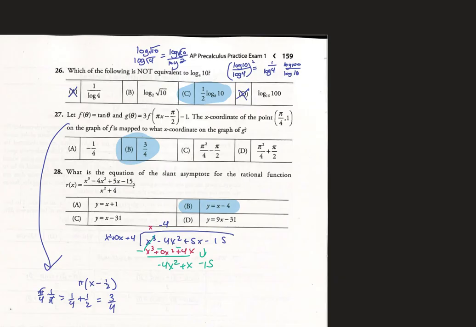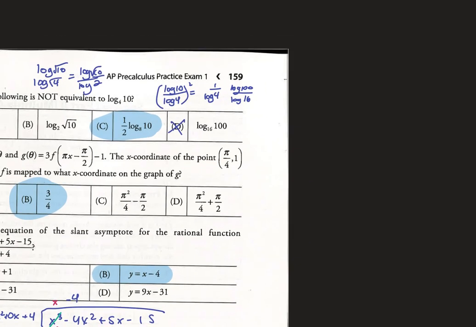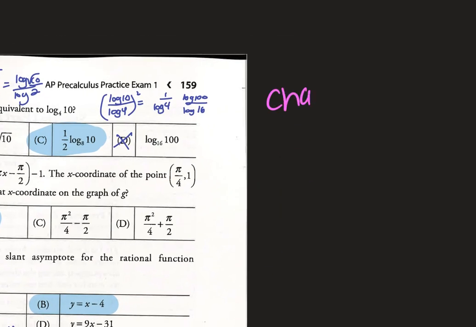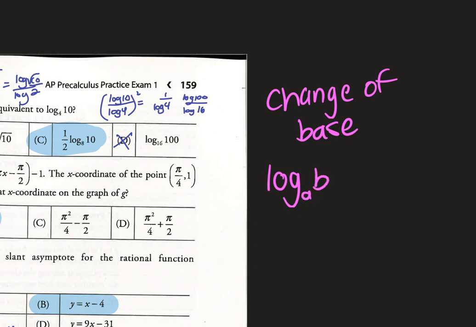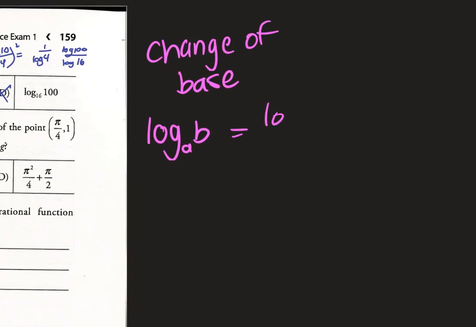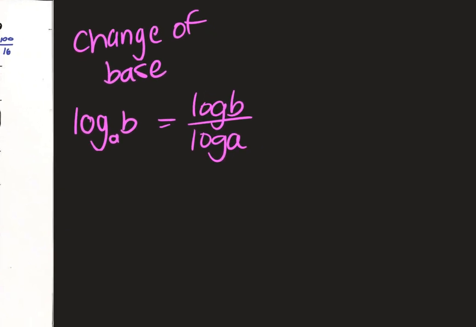All right, 26 says, which of the following is not equivalent to log base 4 of 10? So this is your change of base. Change of base on logs, okay? If it said log base A of B, then this is the same thing as log of B over log of A. This could also be ln of B over ln of A. It could be any base.